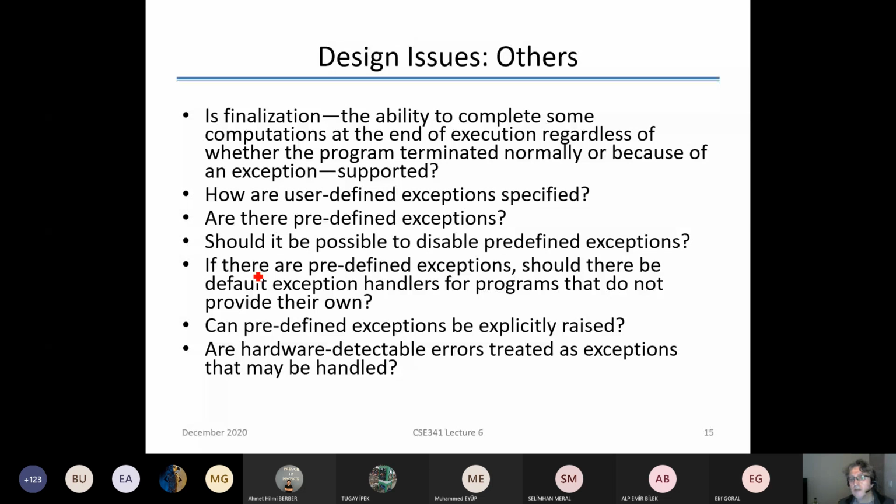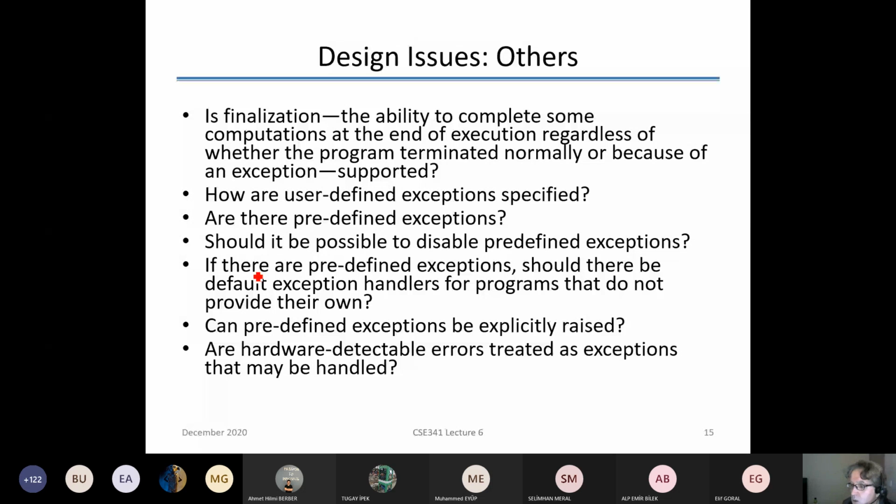Another one is, if there are predefined exceptions, should there be default exception handlers for programs that do not provide their own? Maybe I want to provide default exception handlers for those predefined ones. So always do this.